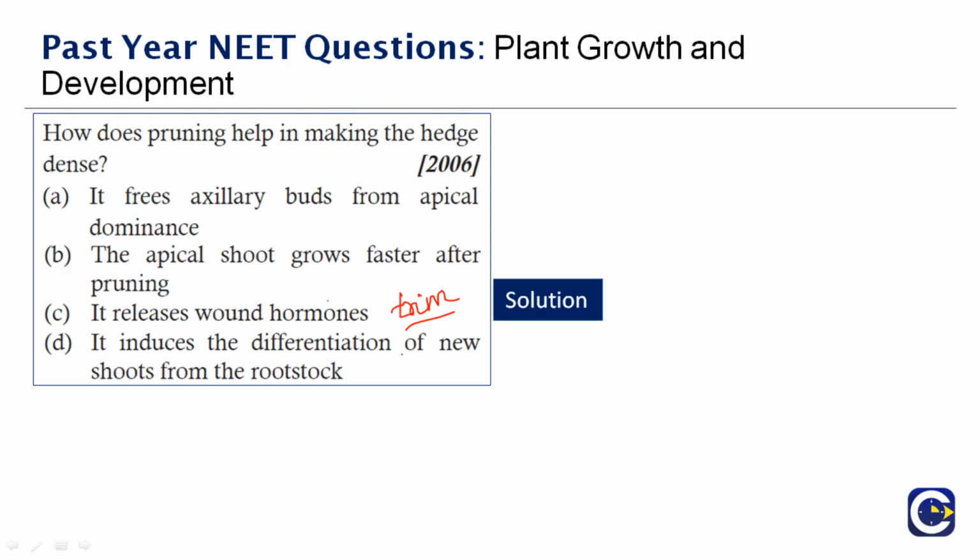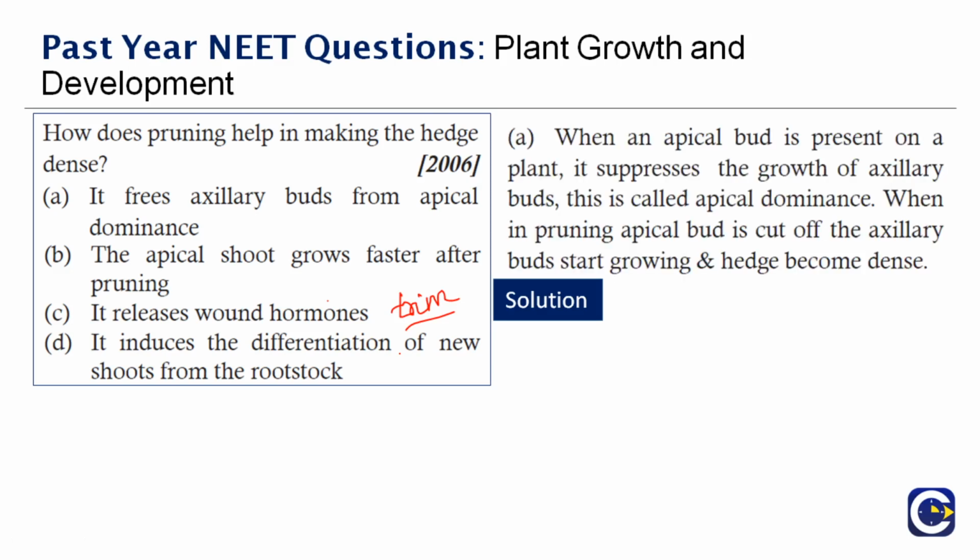Okay, by cutting away the dead or the overgrown branches of stem, especially to encourage growth. We do that, right? Even we cut the ends of the hair in order to promote growth. If there are dead cells, you don't give space for the growth. Now the correct answer to this question, you have 4 options here. It frees the axillary buds from apical dominance. When an apical bud is present on the plant, it will suppress the growth of the axillary buds. So that is called apical dominance.